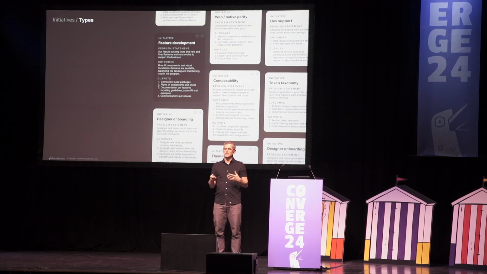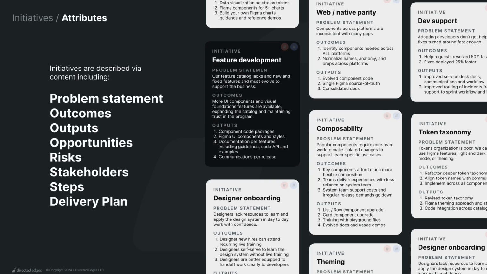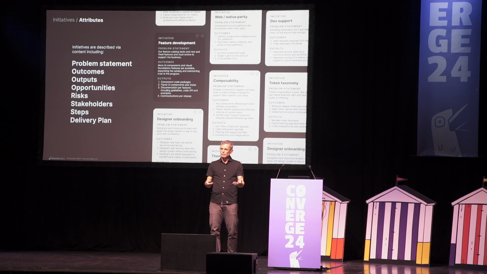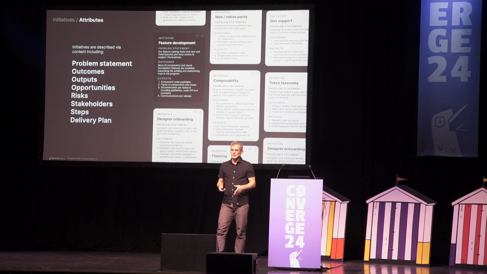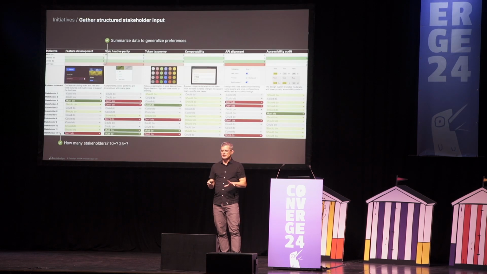And as I think through each of these, we should be able to succinctly describe them, even if we're thinking through things like not just the problem statements, outcomes, and outputs, but what are our opportunities, what are our risks, what are our stakeholders, what kind of steps are we going to go through to approach this, how are we going to deliver it, and plan that delivery process. Because at a much higher level, these are our big bets for our design system.